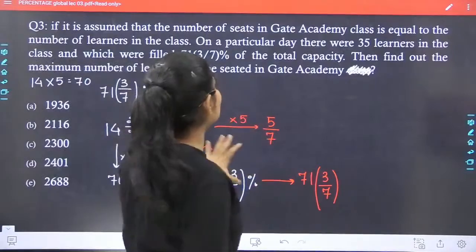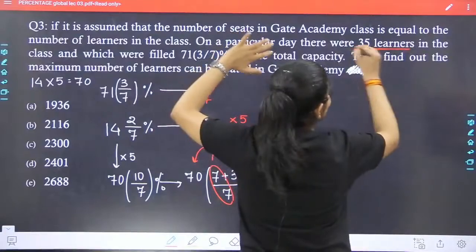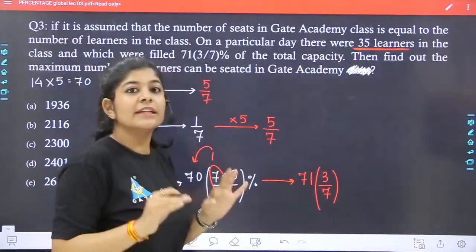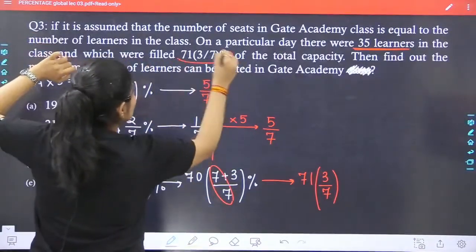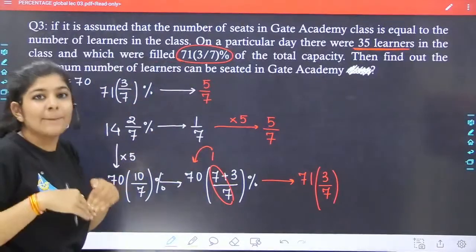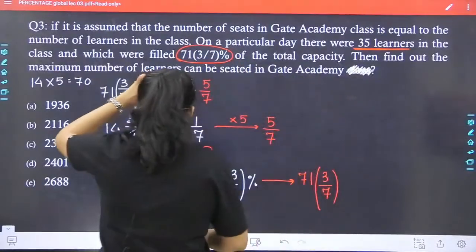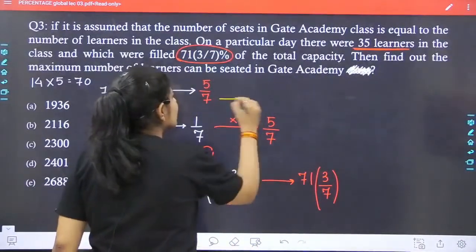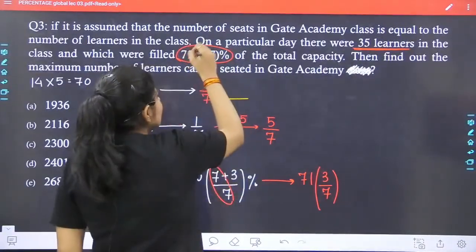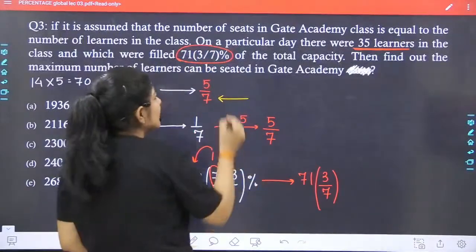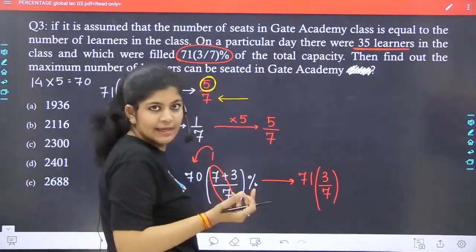Now it is given that on a particular day, there were 35 learners in the class, which filled 71 3 by 7% of the total capacity of a single class. That means if the total students is equal to 7, then on that particular day 5 students are present out of 7. I can simply say that.